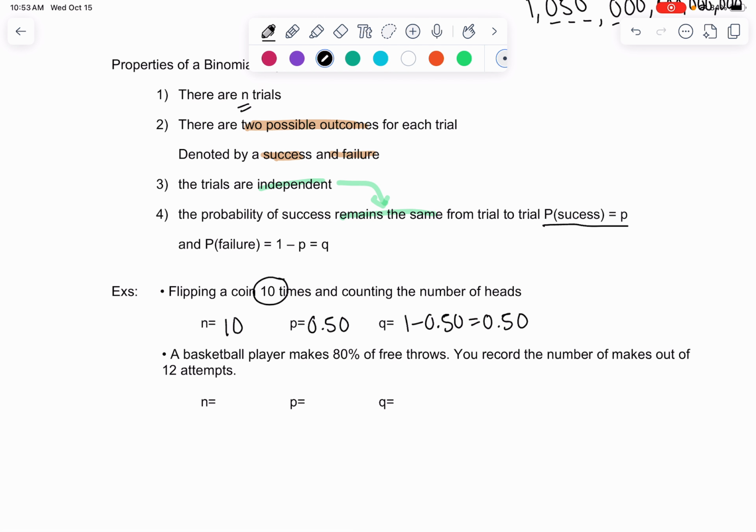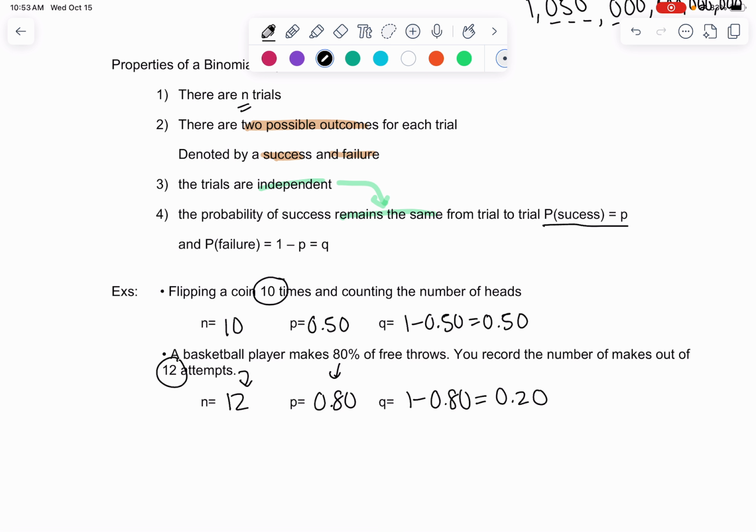Free throws is something we've looked at. That would also be binomial because they either make it or miss it. So if they do 12 attempts, that's 12 trials. So that's my n. P, again, is the probability of a success. So the probability of making it is 80%, so that would be 0.80. And then in this example, Q is just the probability of not making it, so whatever is left over from 1, which is 0.20.